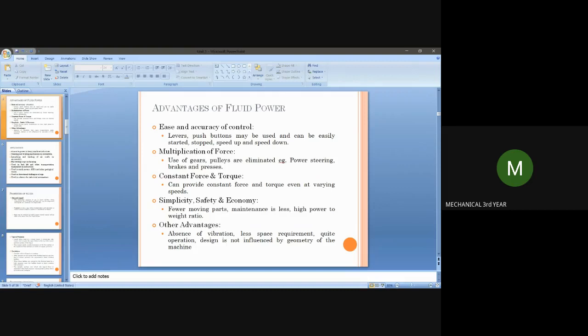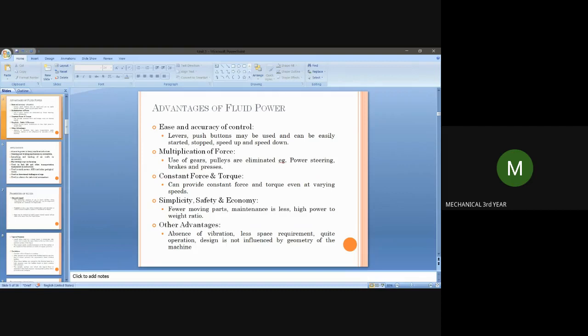For example, I have given examples here: power steering, brakes, and presses. Way back in the 1990s, there were no power steerings available. What they used was the rack and pinion mechanism, the basic mechanism for converting the rotation of a gear into linear motion. The gears mesh with each other, so on continuous usage it creates backlash. Backlash is nothing but the wear and tear of gears creating some slipping of gears.